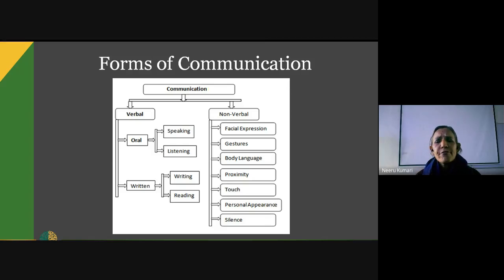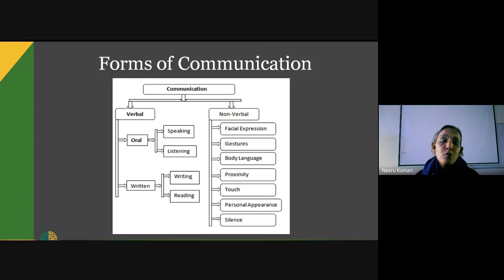To give you a brief understanding about the forms of communication, and to restrict it to communicative English, you should understand that they are broadly categorized into two forms. The first one is verbal, the other one is non-verbal. The things that can be spoken, heard, written, or read are part of verbal communication.